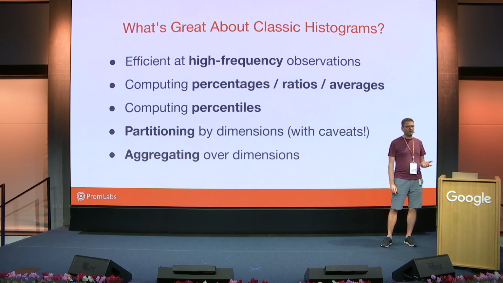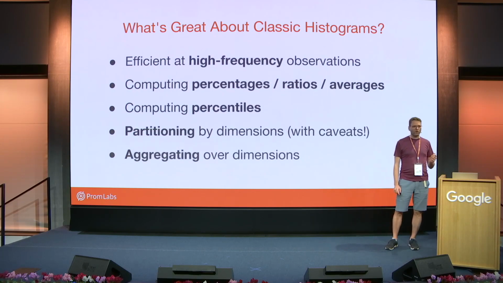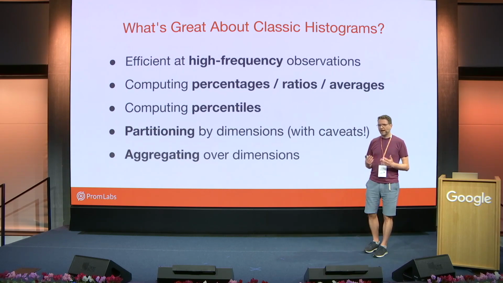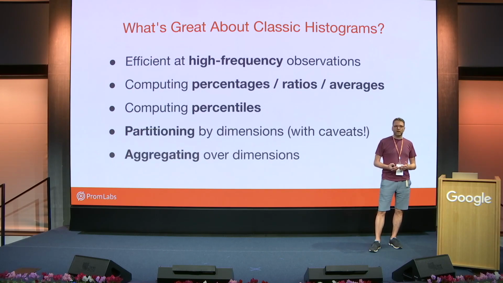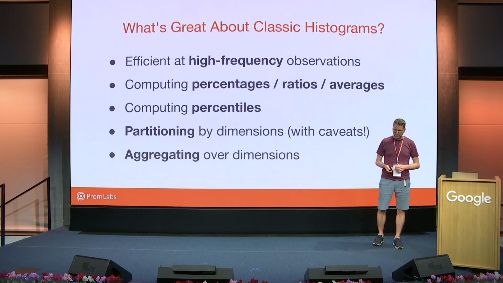So histograms already served people pretty well over the years. They do a lot of things great already. For example, they're very efficient at tracking things in a high frequency. Like, let's say you're getting tens of thousands of requests per second. Then tracking all those into histograms still works pretty well. There's just a bunch of counter increments happening under the hood.